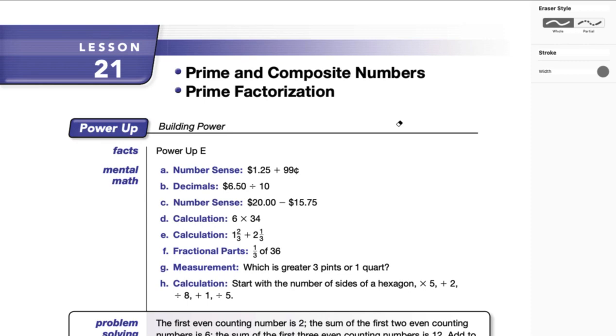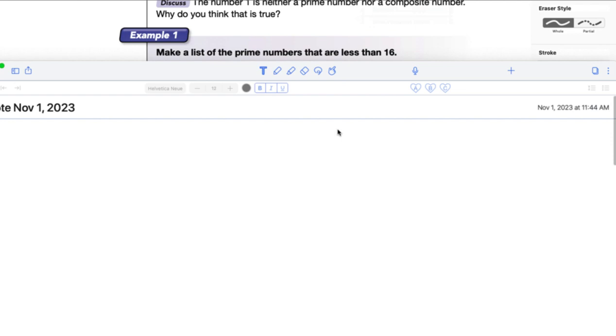Hi, we're doing Saxon Math Course 2, and we're looking at Lesson 21. We're going to talk about prime and composite numbers, and we're going to talk about prime factorization. So what I want you to do is remember what a prime number is. A prime number is a number that has exactly two factors, 1 and itself.